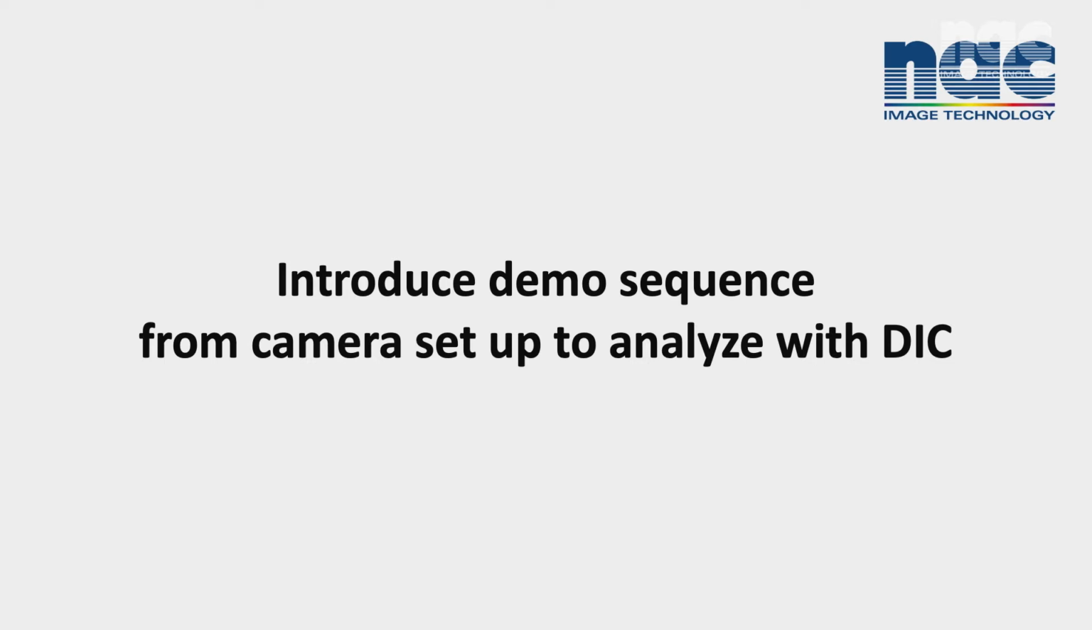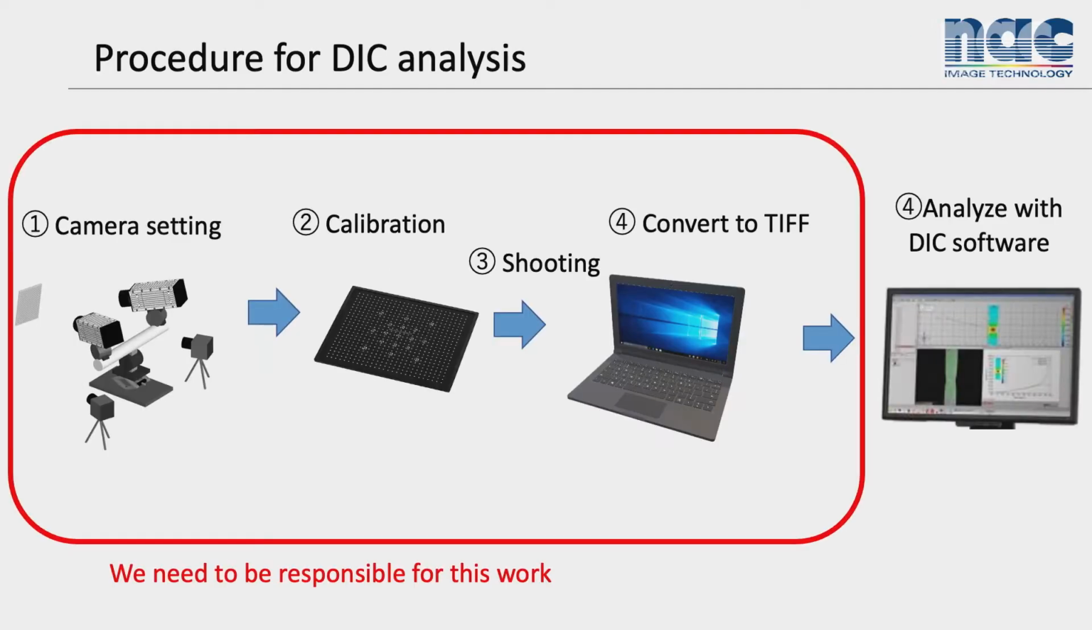We would like to share with you the process from camera setup to analyzing the deformation with DIC software. When we set up DIC application with our high-speed camera, we have mainly five steps. First, set up the camera and light source and adjust the shooting area to the object. Second, take the calibration using a snapshot with MEMRECAM software. Third, make the test.